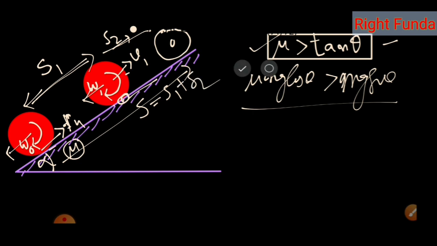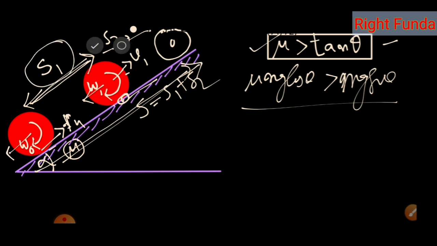So we'll be calculating the two things asked. One is to find the distance traveled before sliding stops, and second, the maximum distance it goes up the inclined plane. For this we'll draw the free body diagram of the cylinder and solve. First let's solve the S1 part.